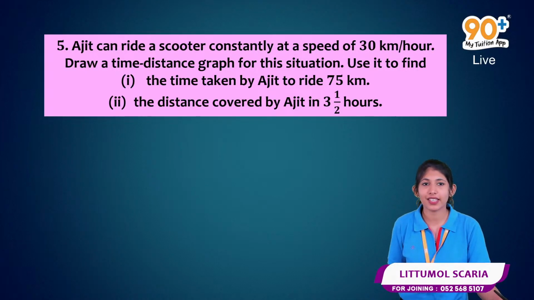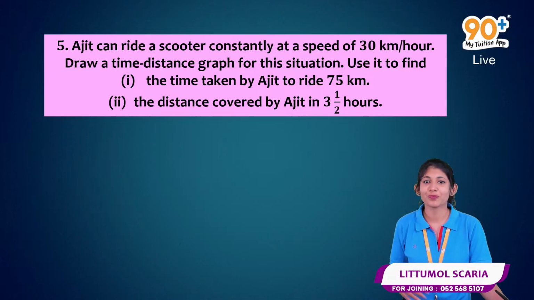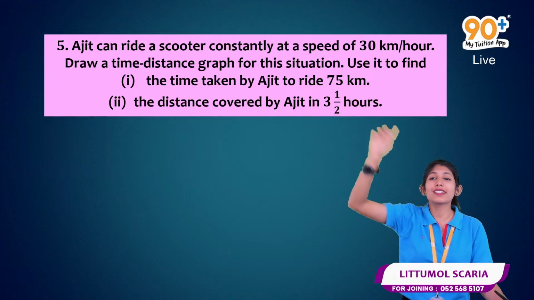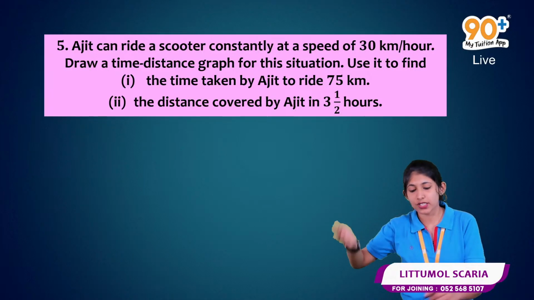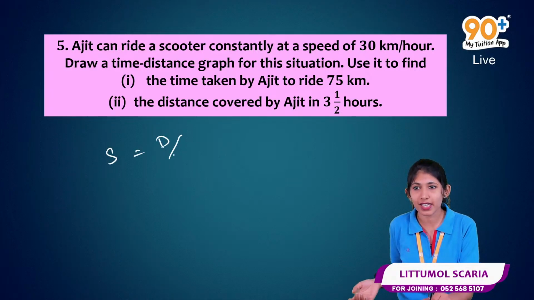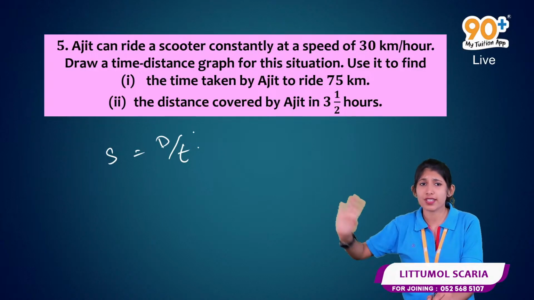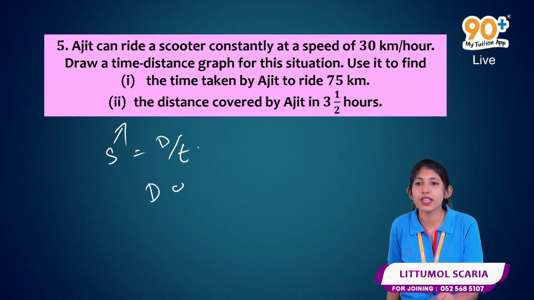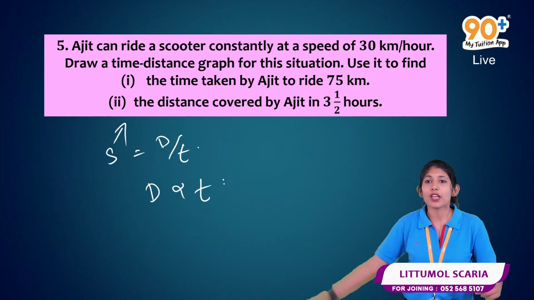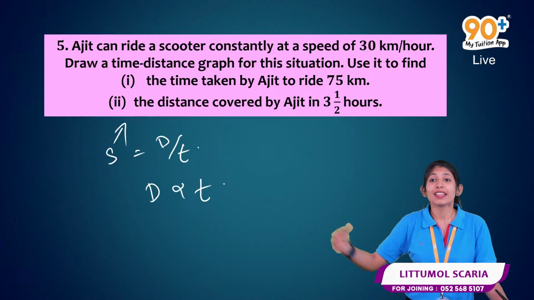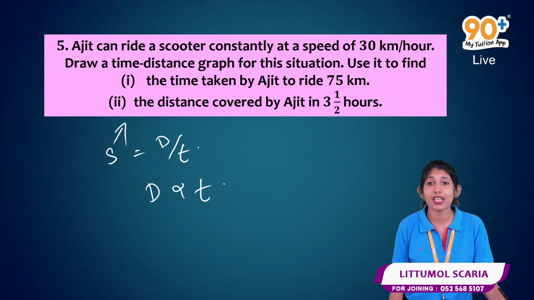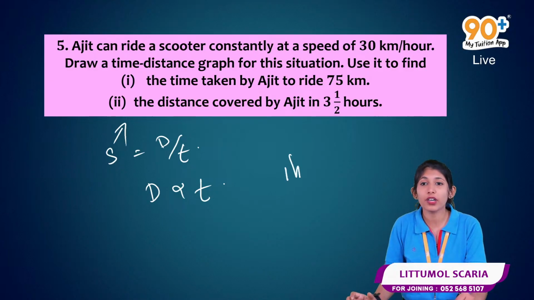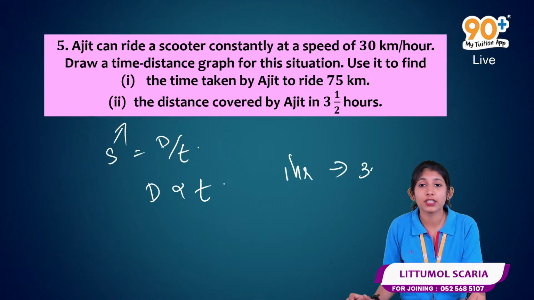Ma'am, I think I have the data table. Really? Really, Vishnu? Okay, yes. So it says that Ajit can ride a scooter constantly. It says constant speed. As you have told, speed is equal to distance by time. We have told all these things yesterday. Yes. So speed is constant. So obviously distance will be proportional to time. So when the time changes, the distance also changes, right? So 30 kilometers per hour. So in 1 hour, he is covering 30 kilometers.